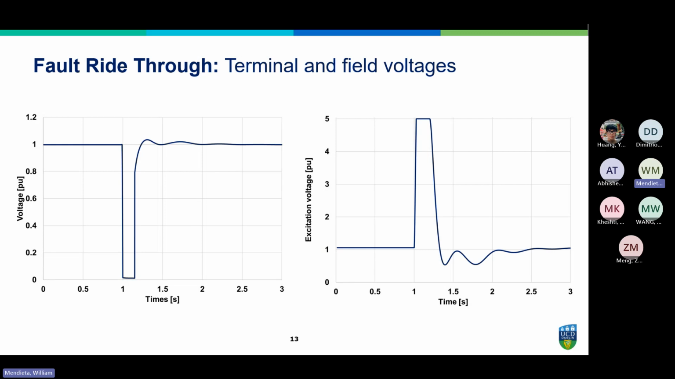So now, as a test for illustrative purposes, we are applying a three-phase bolted fault at the terminals of the hydrostatic transmission. The figure on the left shows the terminal voltage profile during the fault, which is cleared after 150 milliseconds, while the figure on the right shows the excitation voltage, which is automatically increased by the AVR as in a conventional synchronous machine.